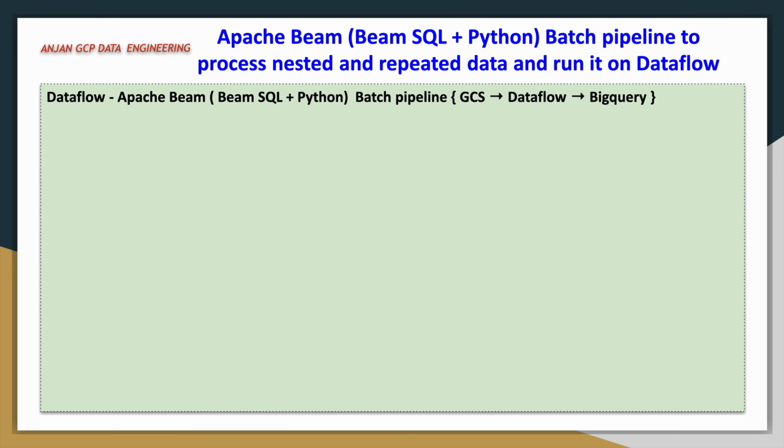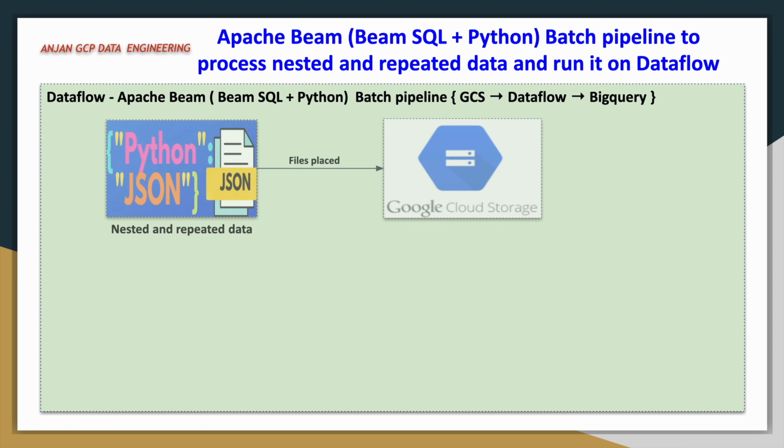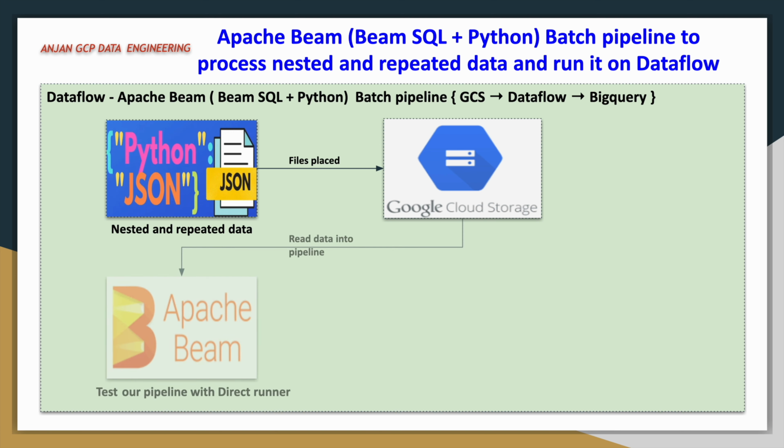Okay, let us quickly go to our demo slide. This is what I'm going to do. First of all, I have already placed some JSON files into a Google Cloud Storage bucket. So we'll read that data into our Apache Beam pipeline. Okay, so we'll test the pipeline using the Apache Beam direct runner. We'll do that using our Cloud Shell environment.